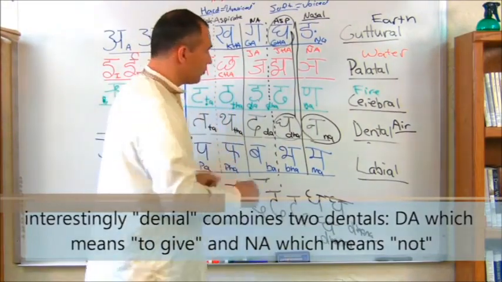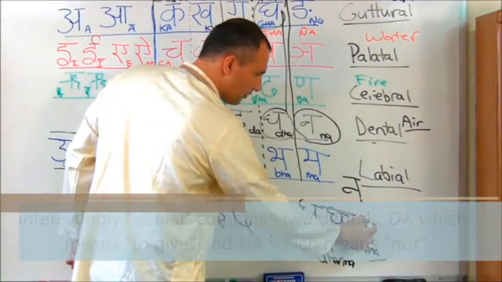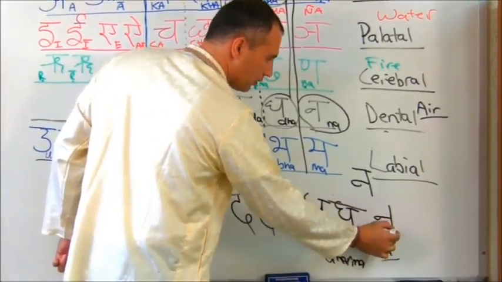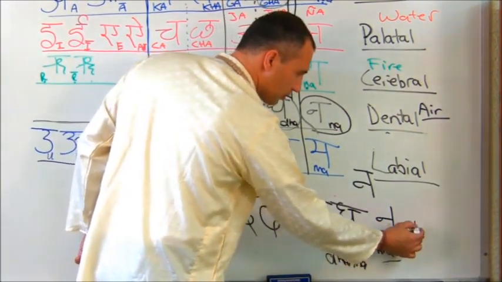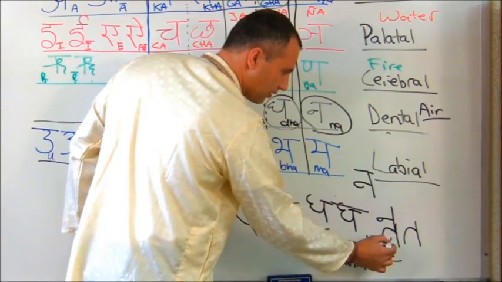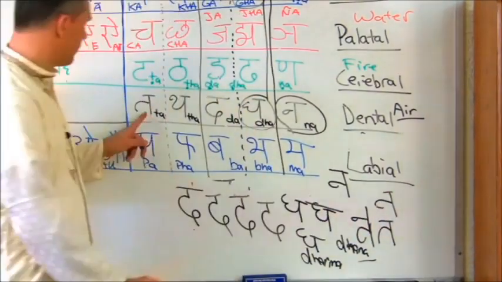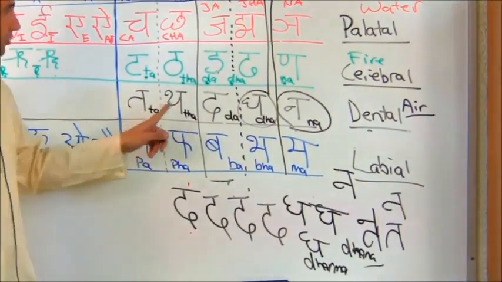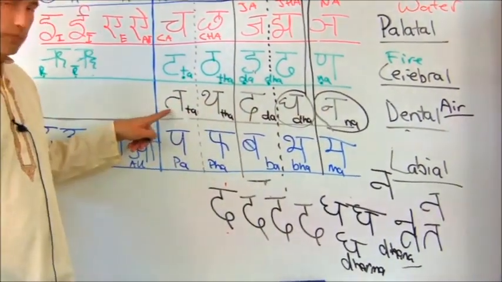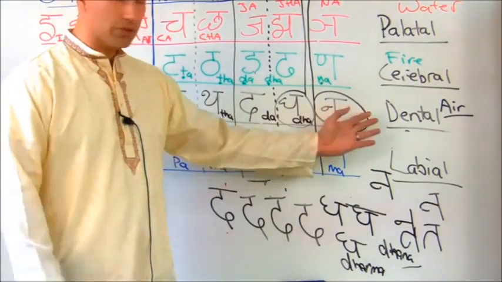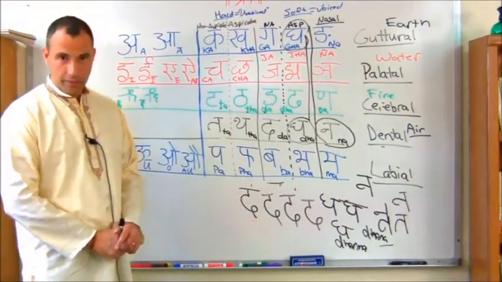There's denial. So n, here's how we write n. Boom. Okay, with a little flourish there, n. Not too much of a flourish, because then it starts to look like the letter T. So if you do something like that, it's going to start to look like the letter T, right? The letter T, right here. So T and N, the horizontal line is more discrete, okay? Those are the dentals. Finally, we come to the labials, oshtya, labials.